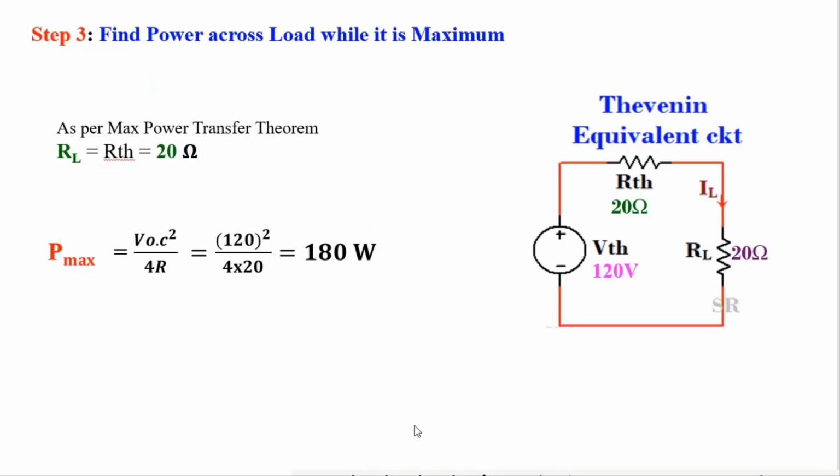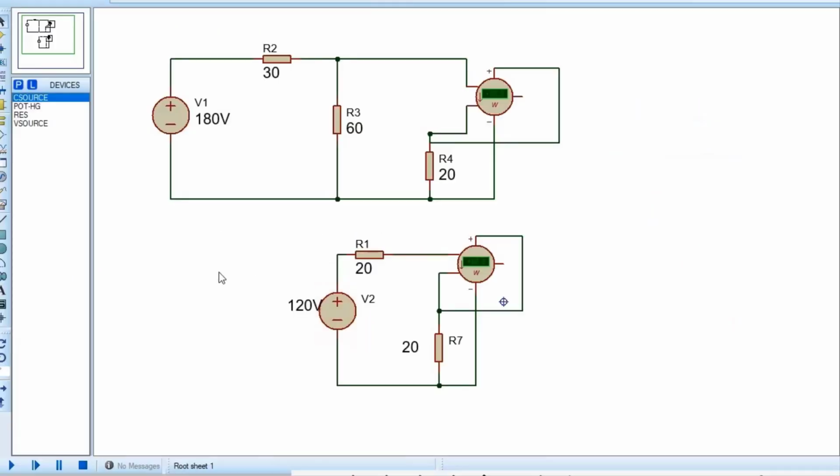Now putting those values in the equivalent circuit, VTH is 120 volt, RTH is 20 ohm, RL is 20 ohm. Ultimately using this formula I got maximum power at load as 180 watt. Now checking whether my calculation is perfect or not. This is the equivalent circuit having the same values as I have calculated, and this is the main circuit. If power at load in the main circuit and in the equivalent circuit are the same, with value 180 watt, then it will be confirmed that my calculations are perfect.